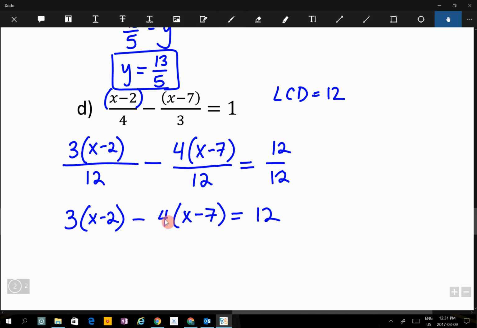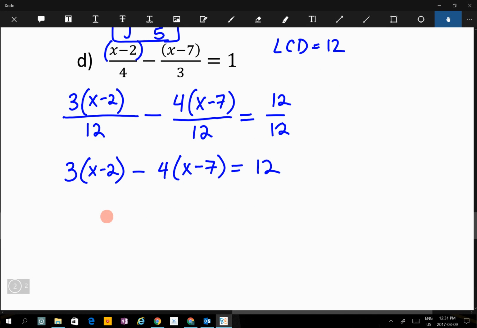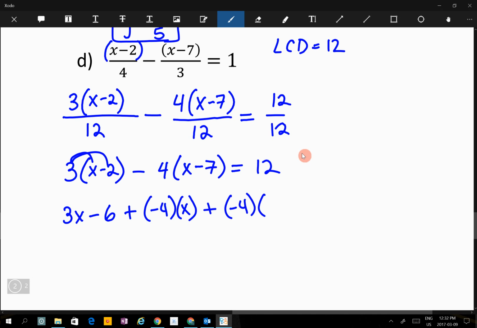So now we're back to this equation where we have these monomials times binomials. So I have to now expand using the distributive property. Whenever you see those brackets and something multiplied in front, you have to expand using the distributive property. So 3 times x, which is 3x, 3 times minus 2, which is minus 6, and then remember the minus sign in front. If you prefer, you can separate them with pluses. So we do minus 4 times x, and then plus minus 4 times minus 7, which equals 12.